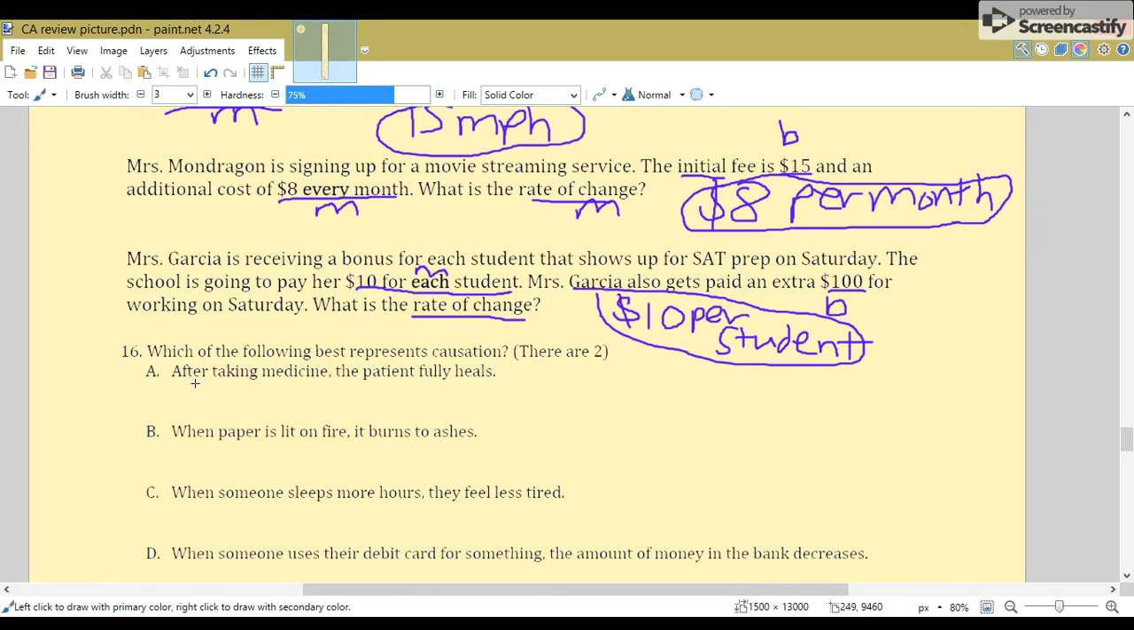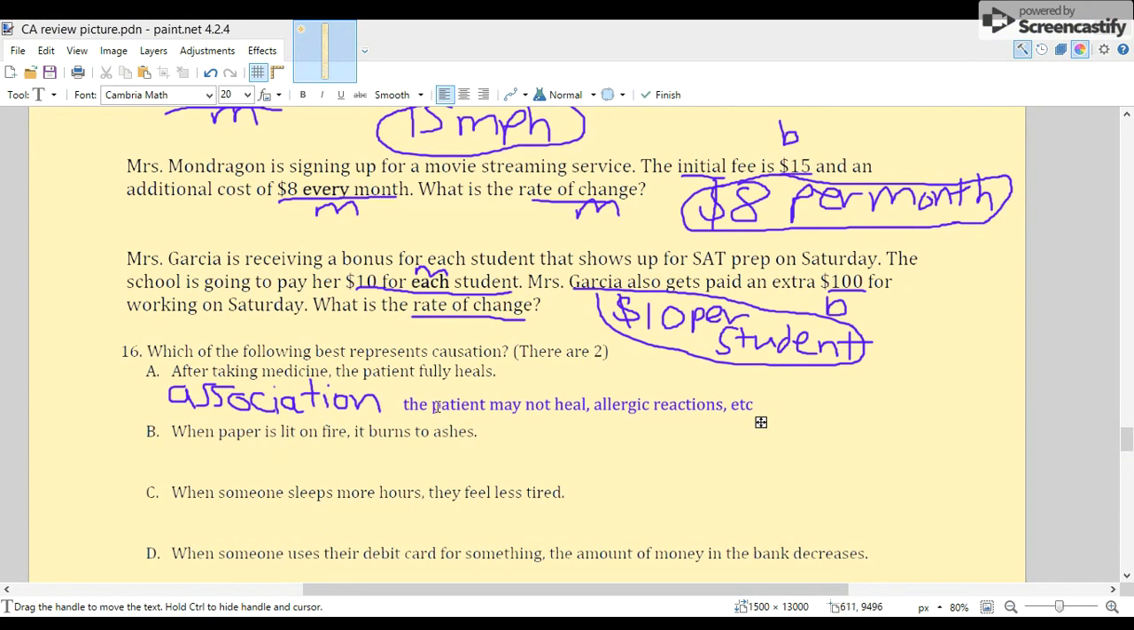So looking at A, that is not causation. So it is only an association. Take a few minutes. What are some of the exceptions? So some exceptions could be the patient may not heal, they may have an allergic reaction, something like that. Okay, B. That one will be a causation. It is a cause and effect.